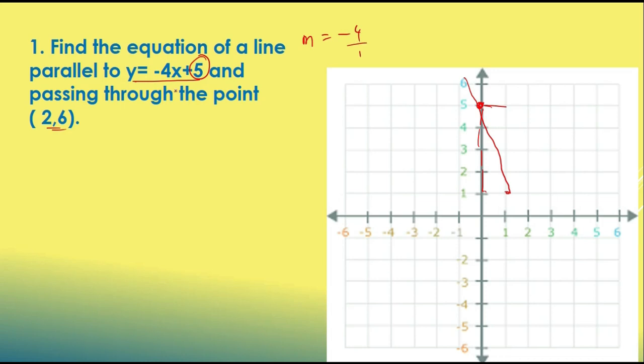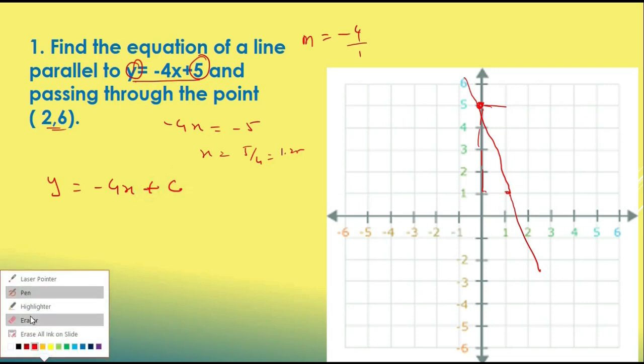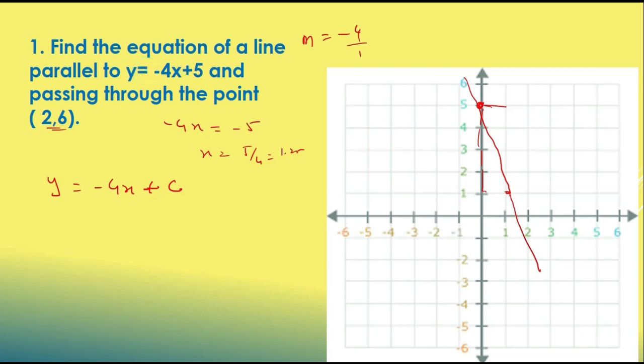What is the x-intercept? When y is 0, this is minus 4x is equal to minus 5. X is 5 over 4, maybe 1.25, isn't it? Somewhere it is cutting here. Okay, this is the line, but what I want is a parallel line. The equation of the parallel line changes only in the y-intercept. So the slope is same, minus 4x plus c.